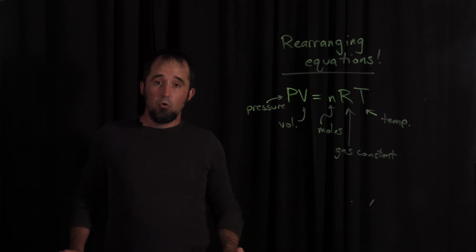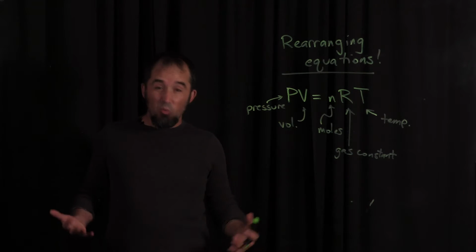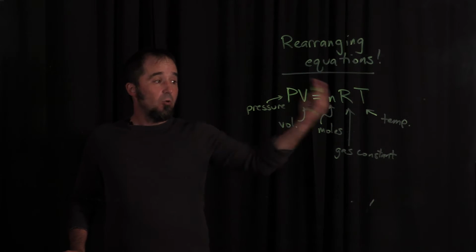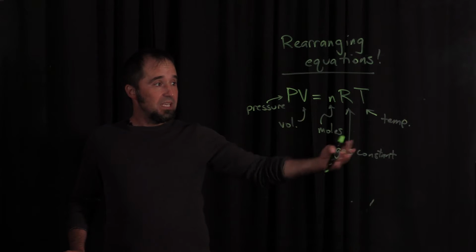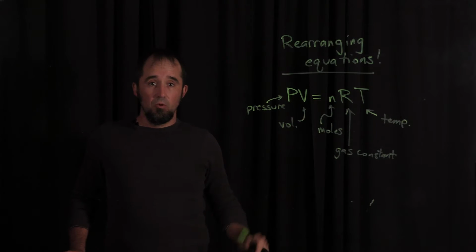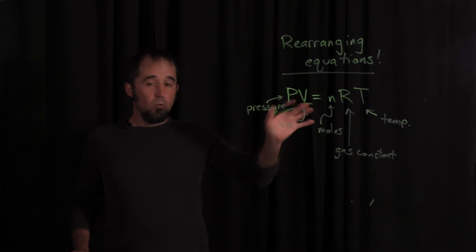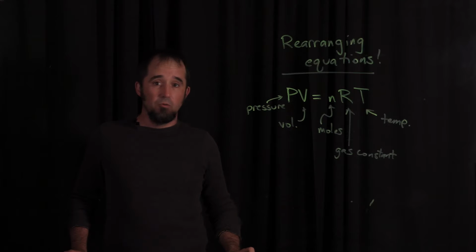In a lot of the questions that you'll be asked, a lot of the homework, maybe some of the exams, you'll always be given a gas constant, but you'll be given maybe 3 more of these variables and asked to solve for the last variable that's there. So how can I rearrange this to get each of these variables on its own?